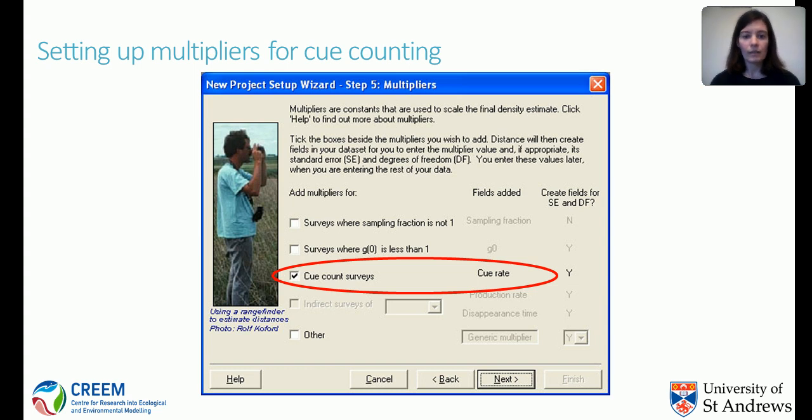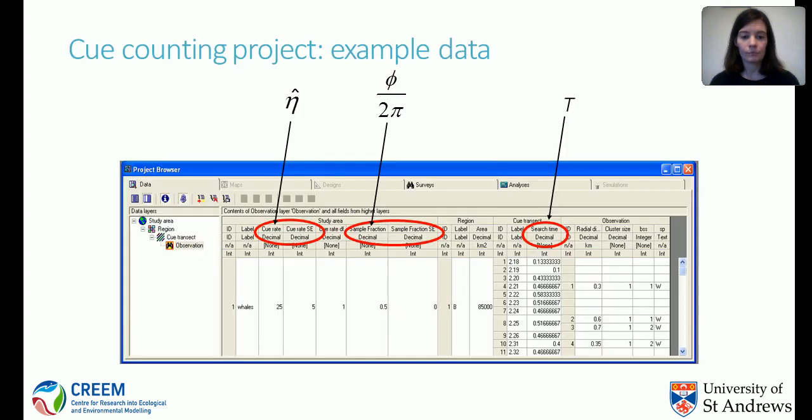Again, if you tell Distance you're interested in setting up a cue counting project, then it will be expecting that you'll have a cue rate to add to the project, and an associated standard error with that cue rate. And so if you set up a cue counting project in Distance, you would expect to see these different fields created in the project browser.